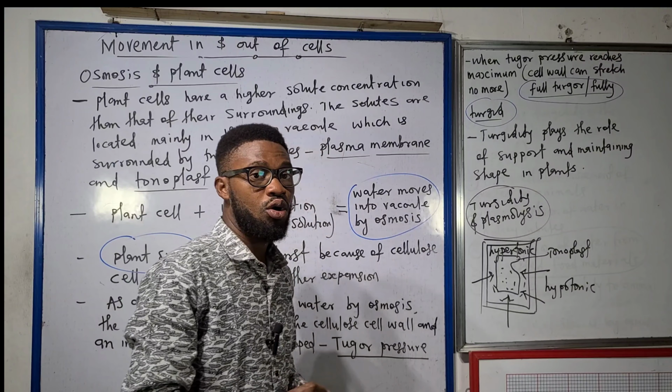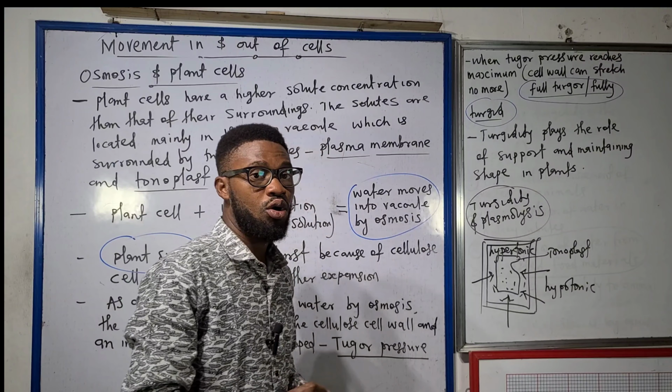If you allow a leaf to stand in water, and then bring it out of water after some time, it's going to stand in a flat horizontal position. But if it were a leaf that has been out of water for long, the leaf is going to droop because the cells had not taken up water, had not become turgid, so they cannot perform the role of support. So turgidity plays the role of support and maintaining the shape of plants. So that is turgidity for you.